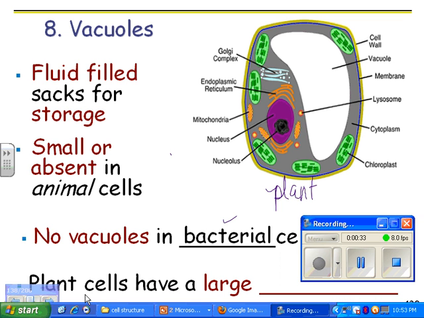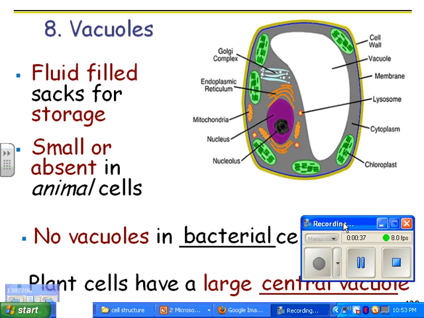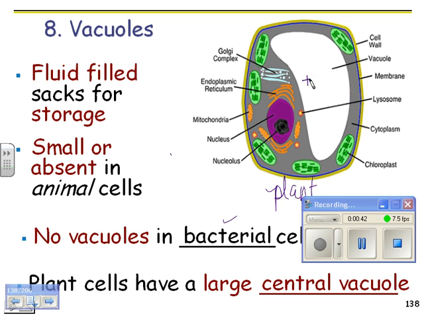Plants have a large central vacuole. This is a central vacuole, and its main job is to help maintain turgor pressure. I never know how to spell that thing. I think it's an OR, turgor pressure. Anyway, they help maintain turgor pressure, which means it keeps the cell crispy, like a celery that's not droopy. They help to maintain the water pressure in here, and we're going to spend a lot of time on that with our next unit.